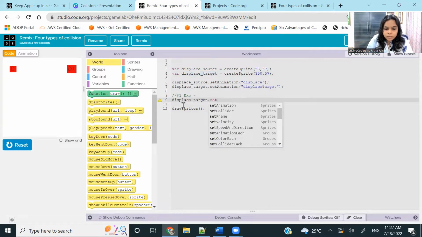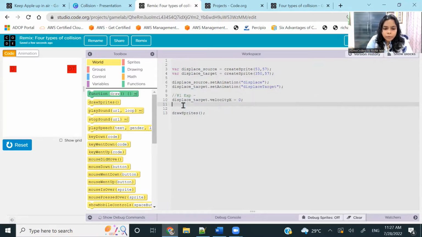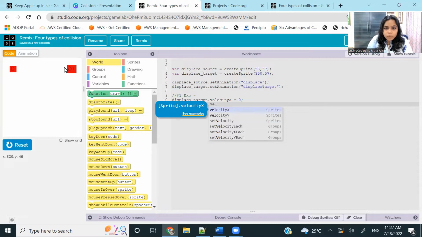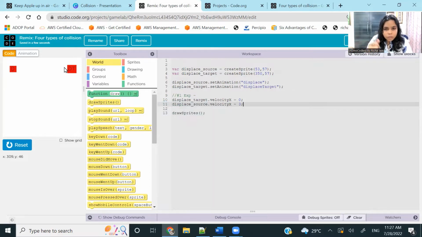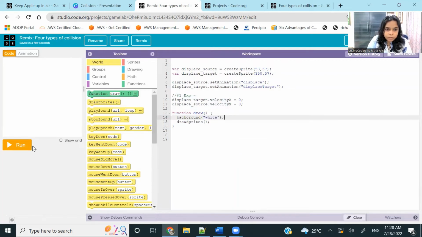So it means displace target dot set velocity dot velocity x is equal to 0. Okay, and I will give this source a positive velocity in the x direction, so that when it comes here, it collides with my target. If I give it a positive velocity, what will happen? It will go in this direction towards the right. So to this, I am going to give a positive velocity, maybe a velocity of 3. Let me paint the background. This is what I should say.